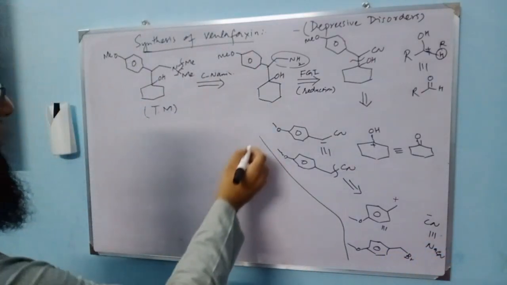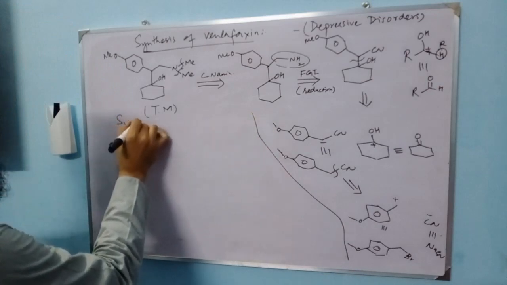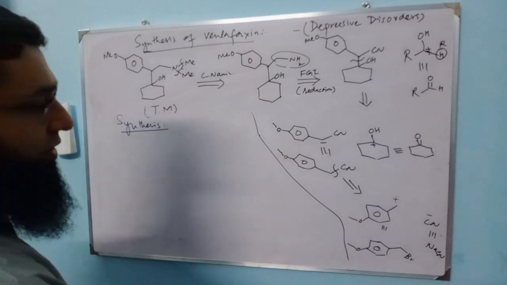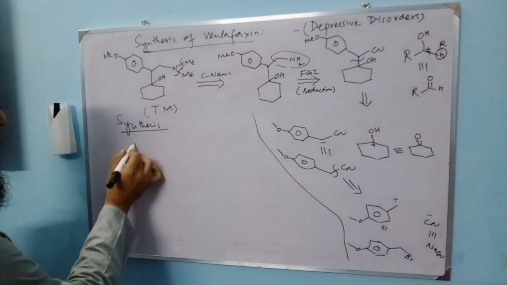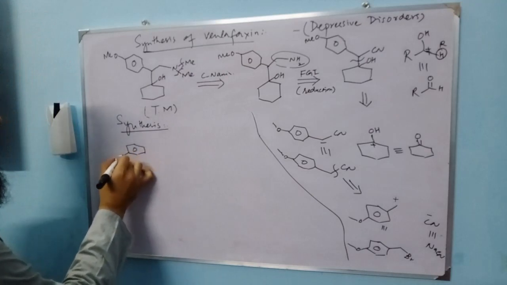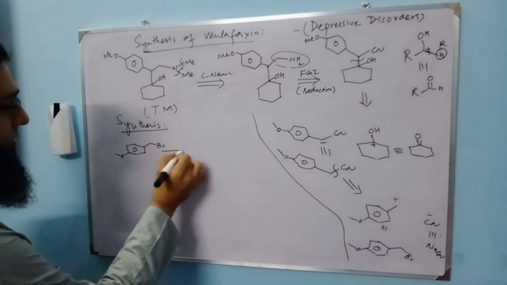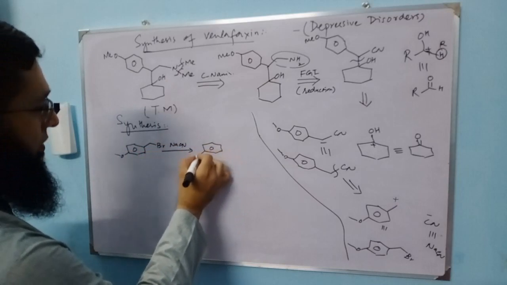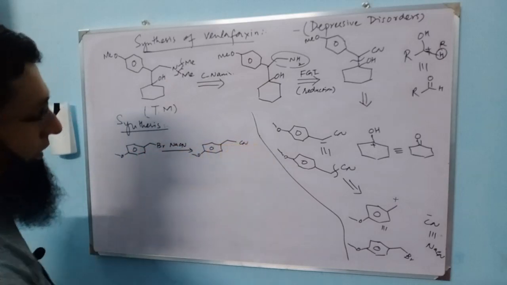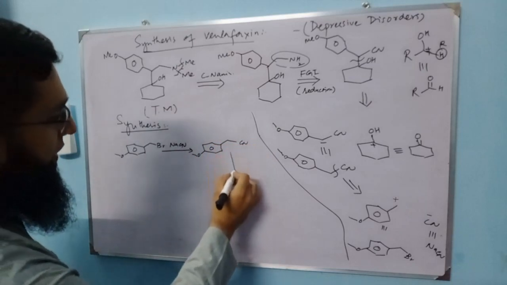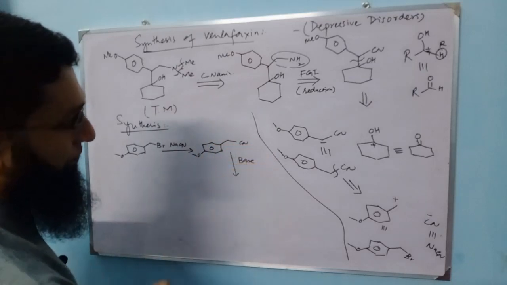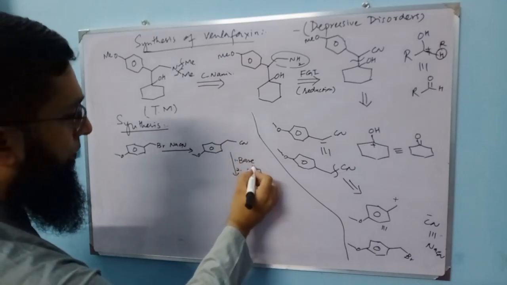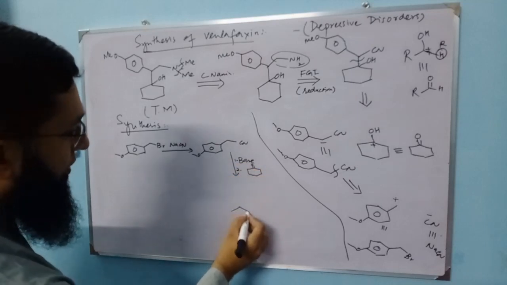Now we can see the synthesis. As we know, the last step of disconnection is the first step of synthesis. So in the first step, sodium cyanide would be added to get our cyano compound, and then in the presence of a suitable base and cyclohexanone, this aldol type addition would take place.